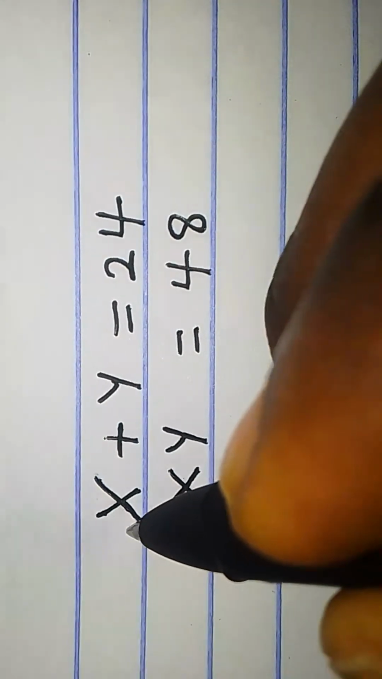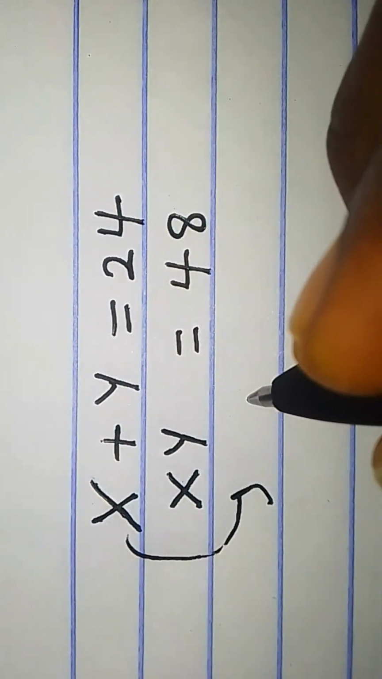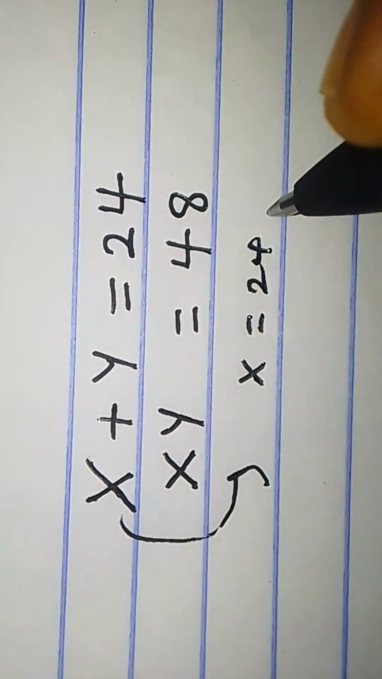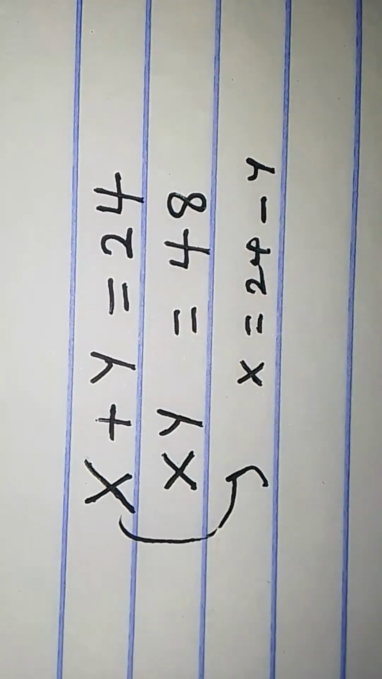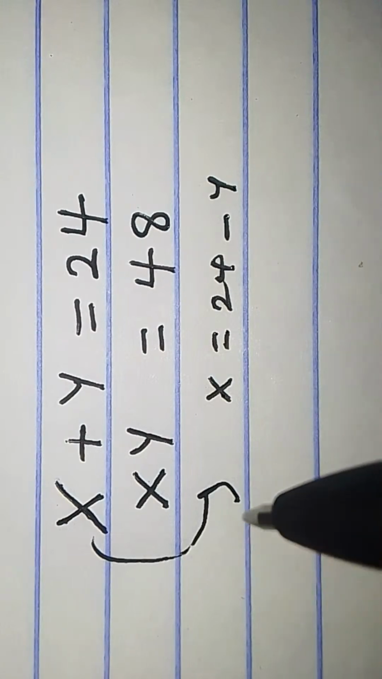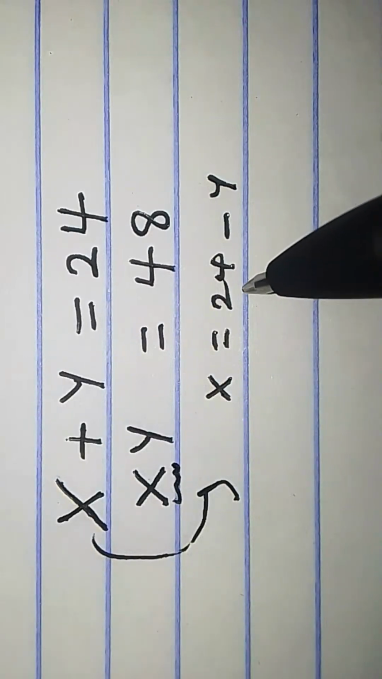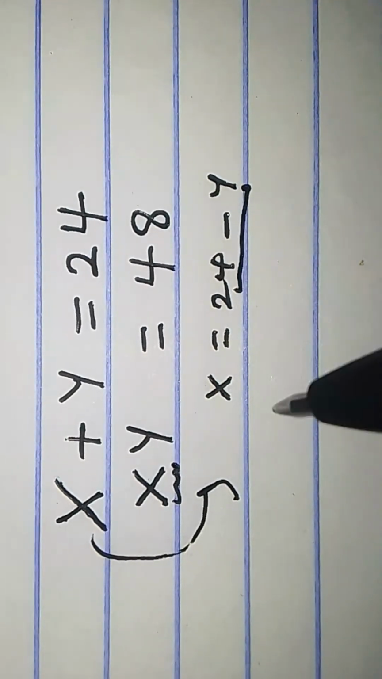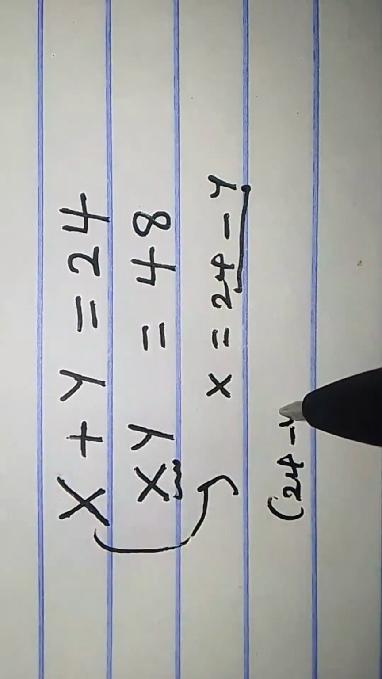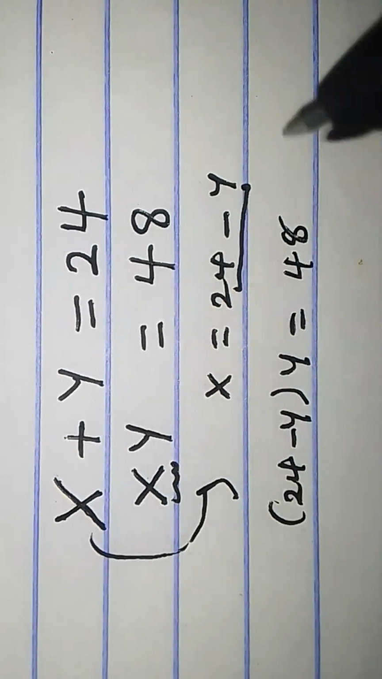From this equation, if we move y to the right hand side, we simply have x equal to 24 minus y. Now, the next thing we are going to do is to replace this x with 24 minus y. Doing that, we simply have 24 minus y times y equal to 48.